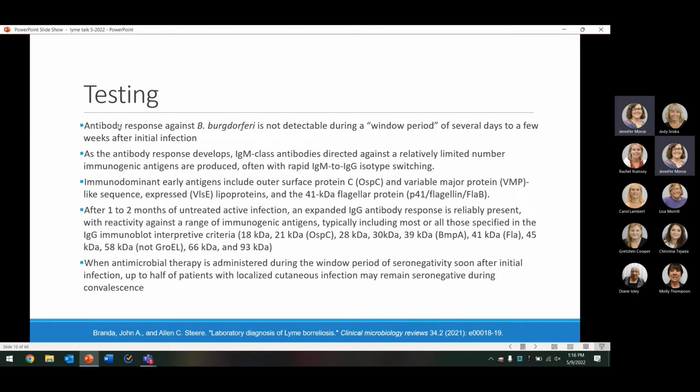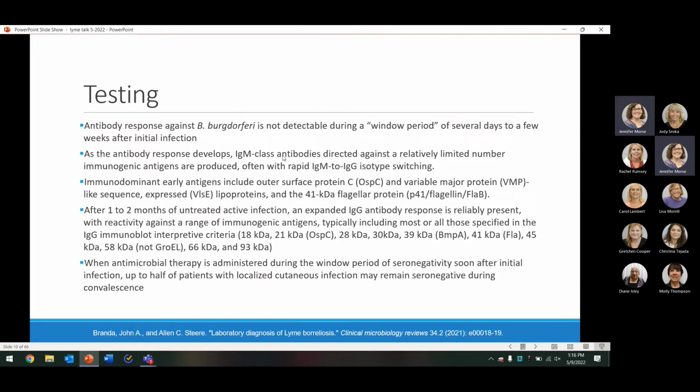So just some other comments on that though, there is a window period after infection with Lyme of several days to a few weeks after infection where you will not find any antibodies. So you'll have basically a false negative. Then you'll have IgM antibodies being produced. And then with time, it does change from IgM to IgG. That does happen pretty quickly, usually within a month, sometimes up to 2 months.